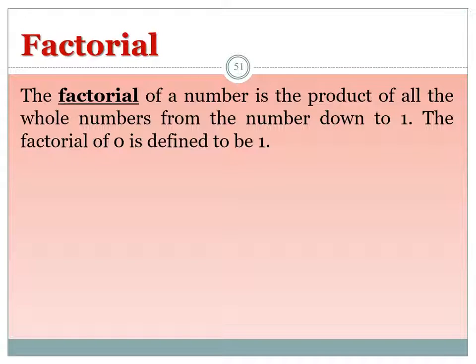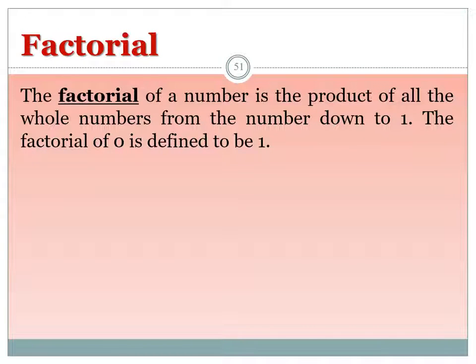All right, so next, factorial. The factorial of a number is the product of all the whole numbers from the number down to 1. The factorial of 0 is defined to be 1.